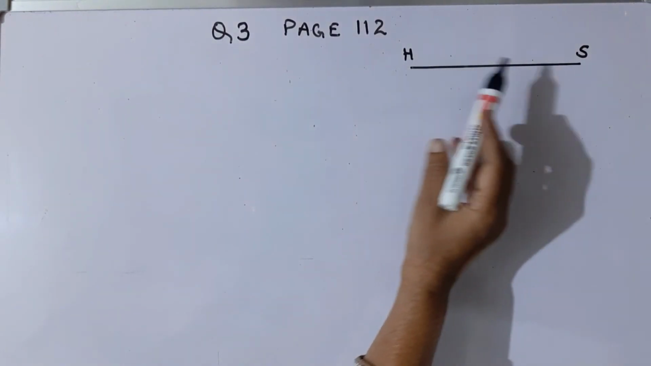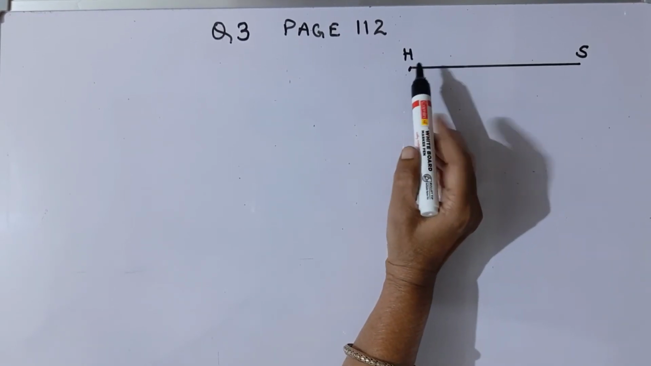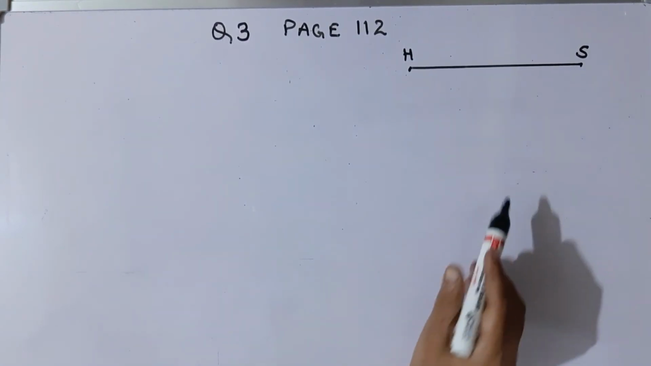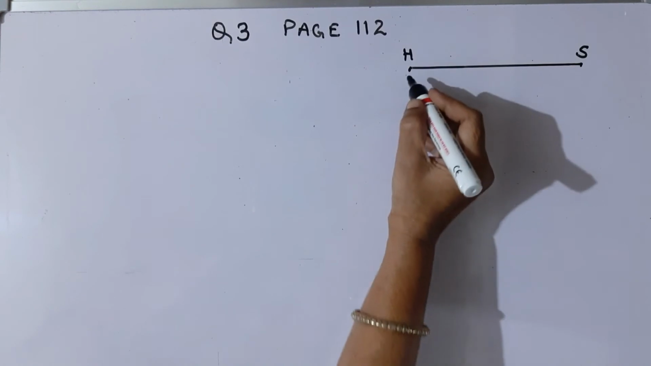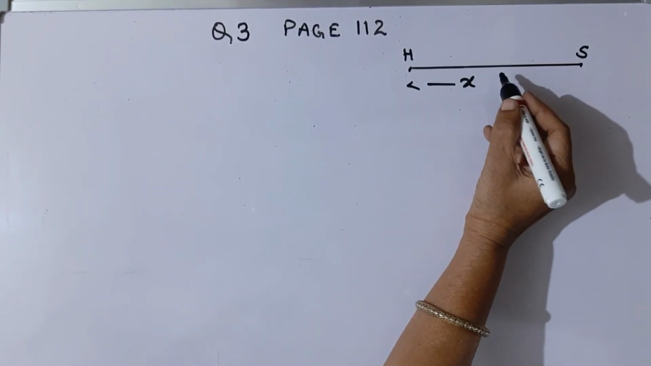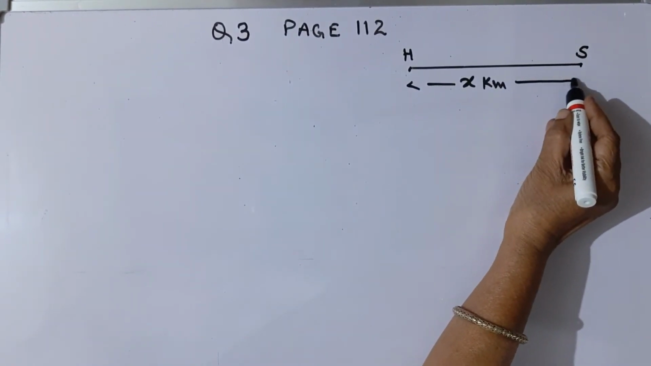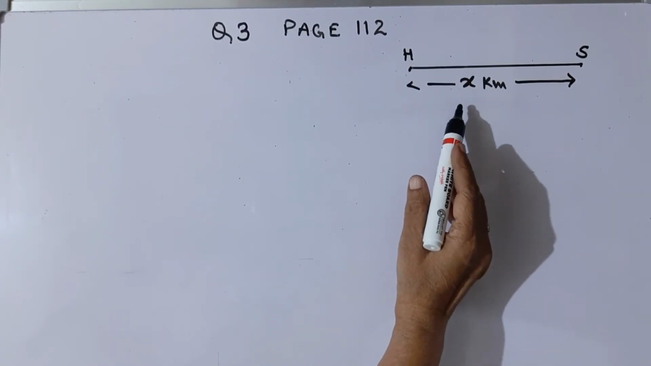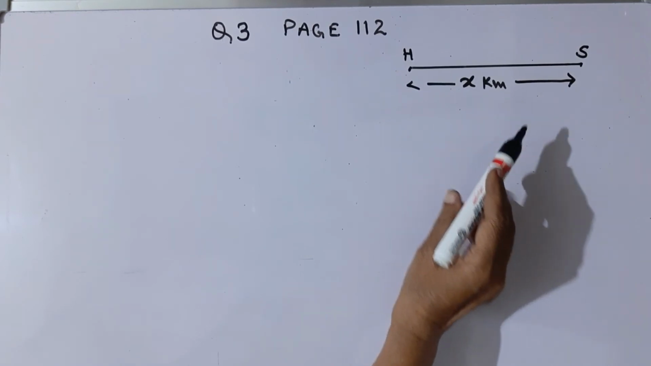So let us suppose that the point H denotes the home and point S denotes the school of Abdul. Since the distance is not given, we suppose that this distance is x kilometer. Because the speed is given in kilometer per hour, we take this distance in kilometers. So let us suppose this distance is x kilometer.